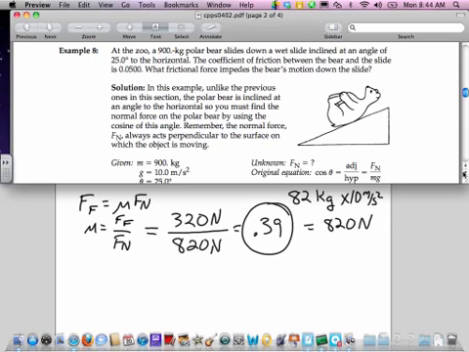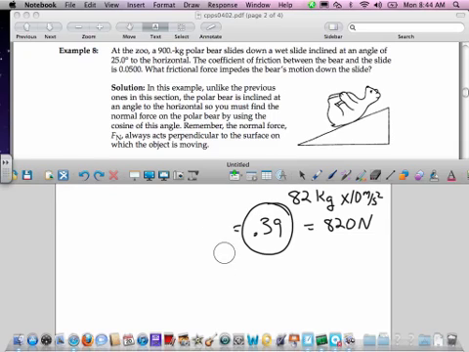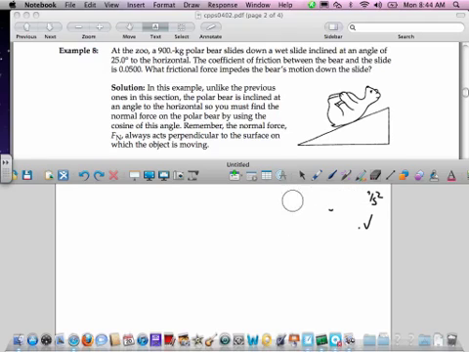And once again, now we've got that wonderful inclined plane that we need to worry about. So at the zoo, a 900 kilogram polar bear slides down a wet slide at an angle of 25 degrees to the horizontal. The coefficient of sliding friction between the bear and the slide is 0.0500. What frictional force impedes the bear's motion down the inclined plane?